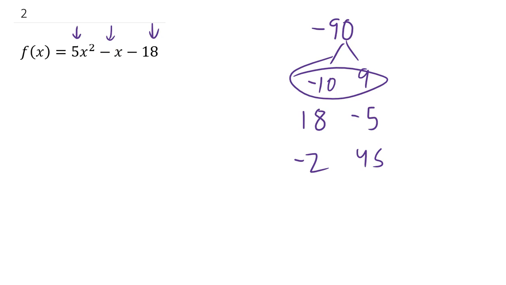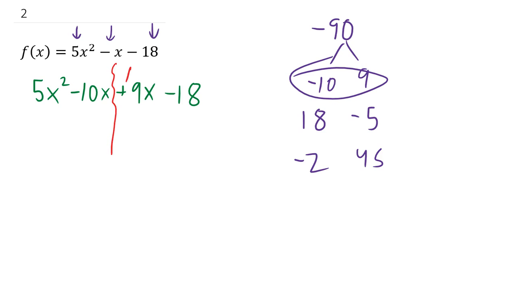So I rewrite my equation. 5x squared I keep the same. Negative 18 I keep the same. But the linear term I split up. Instead of negative 1x, I write negative 10x and plus 9x. The order I write them doesn't matter. I could have done plus 9x minus 10x. But what does matter, at least the way I make it easy for myself, is when I draw my squiggly line, I keep the sign on that second term with the second term.